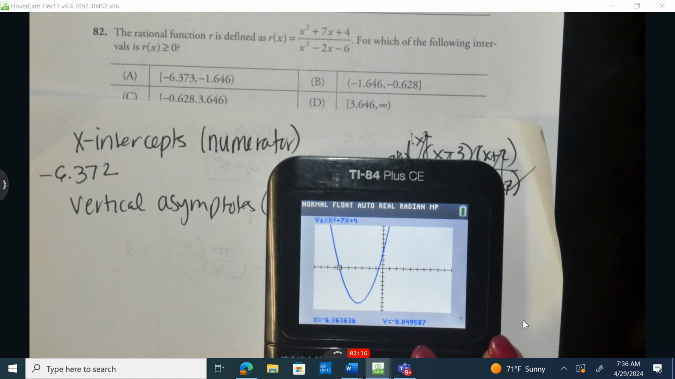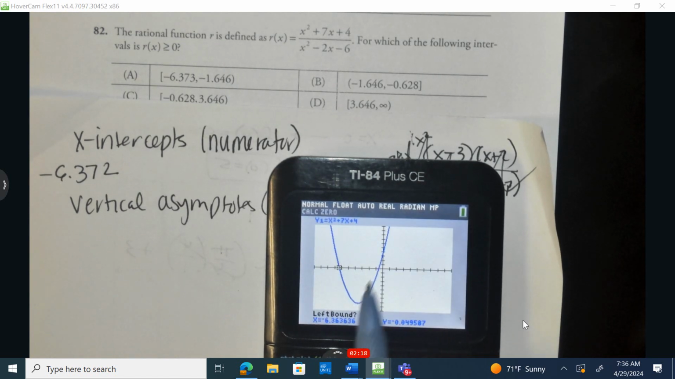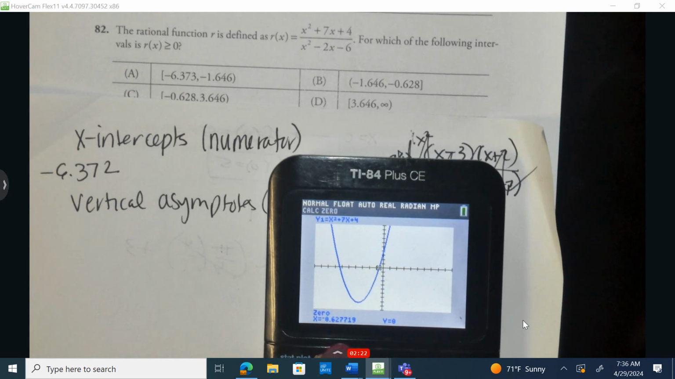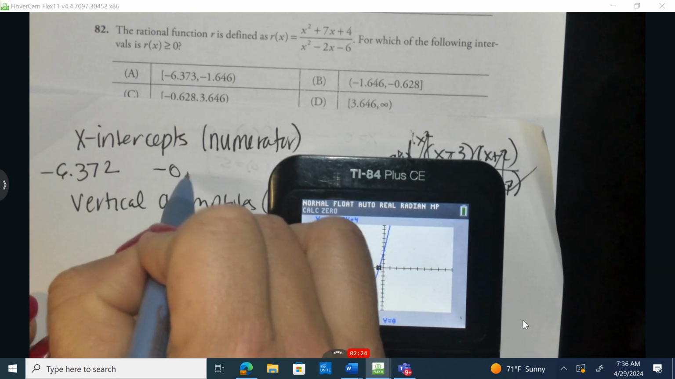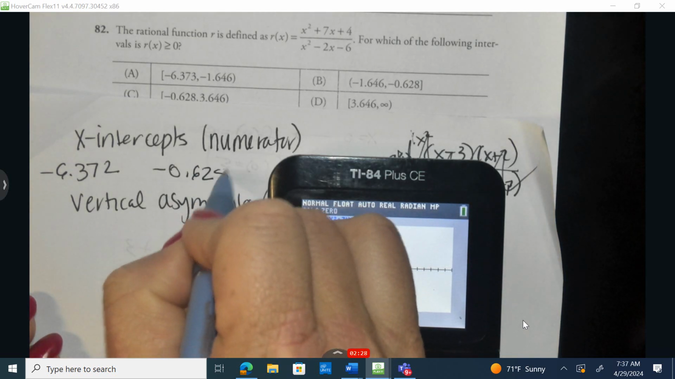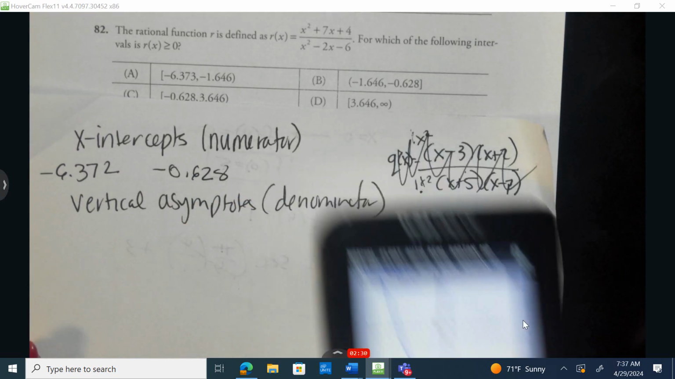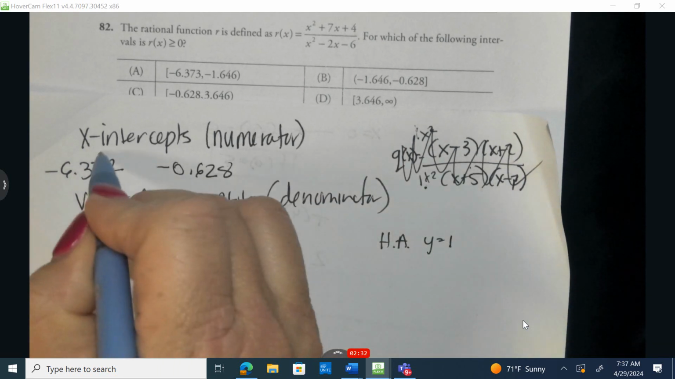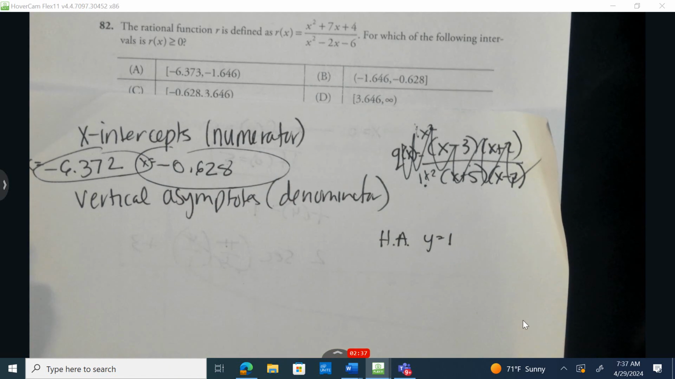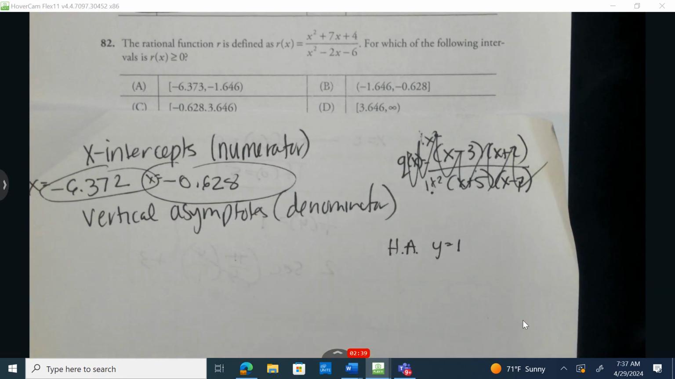Second trace 0. This looks like, to the left, it's between negative 5 and 0. Pressing enter, the other one is at negative 0.62628, it rounds to. Those are the x-intercepts. Now let's write x equals and x equals. Now let's find the vertical asymptotes in the same way.